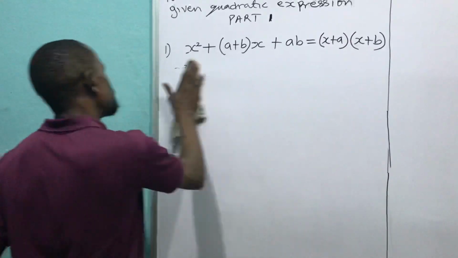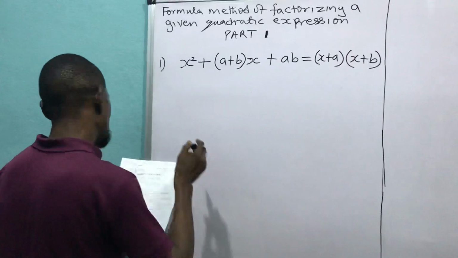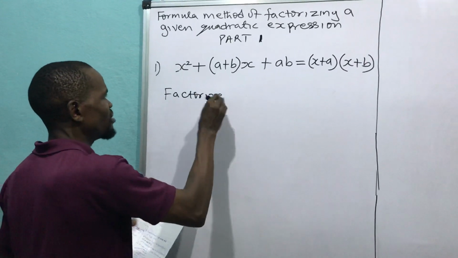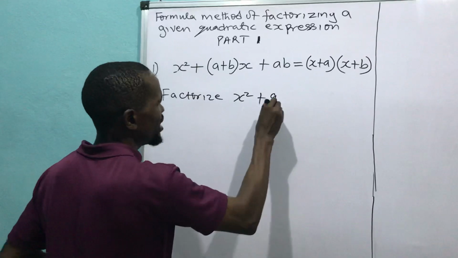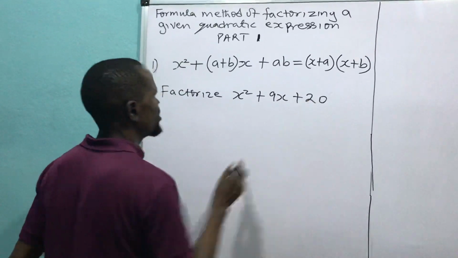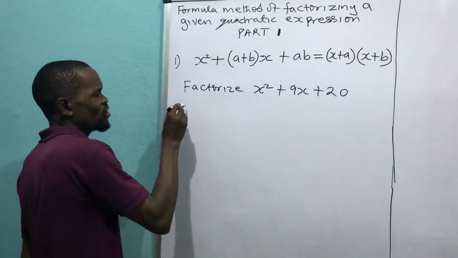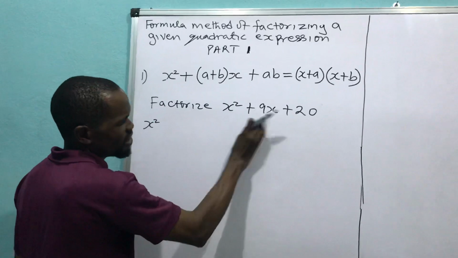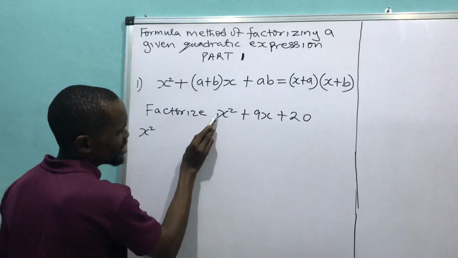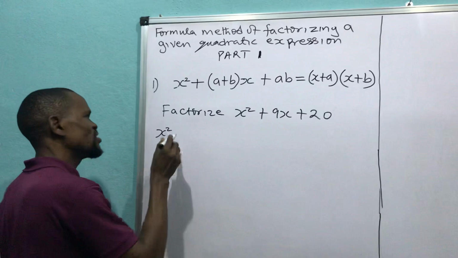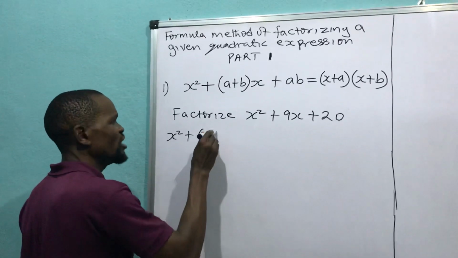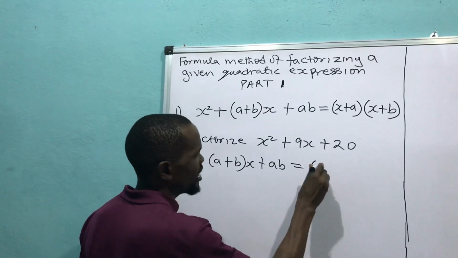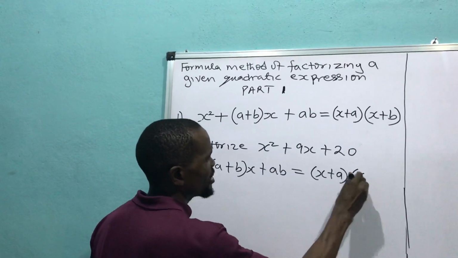Let us look at an example. The first example says factorize x squared plus 9x plus 20. Simply, I will state my formula. Looking at it, plus is here, plus is here, and here is 1. The formula is x squared plus (a plus b)x plus ab is equal to (x plus a) into (x plus b).